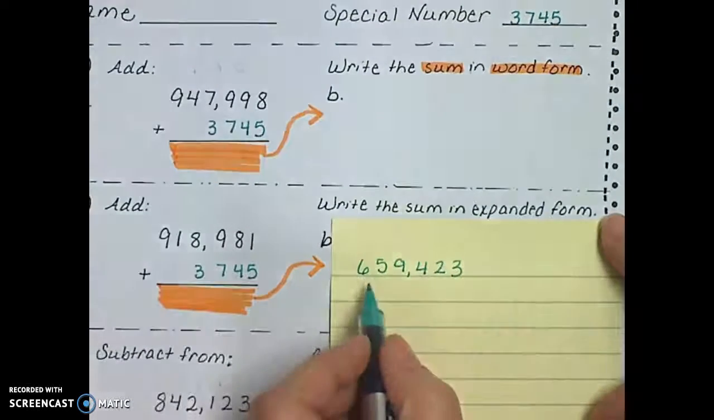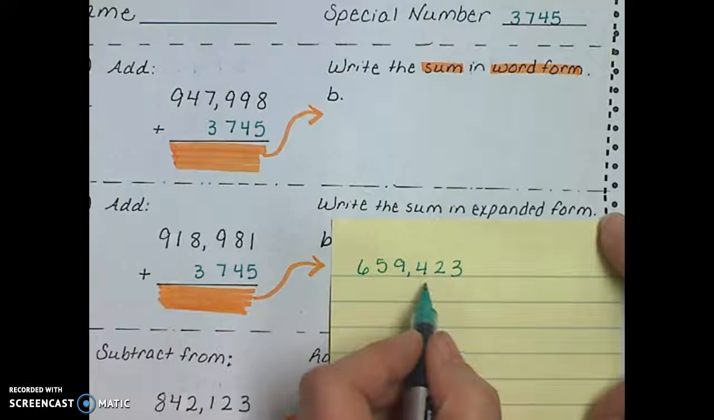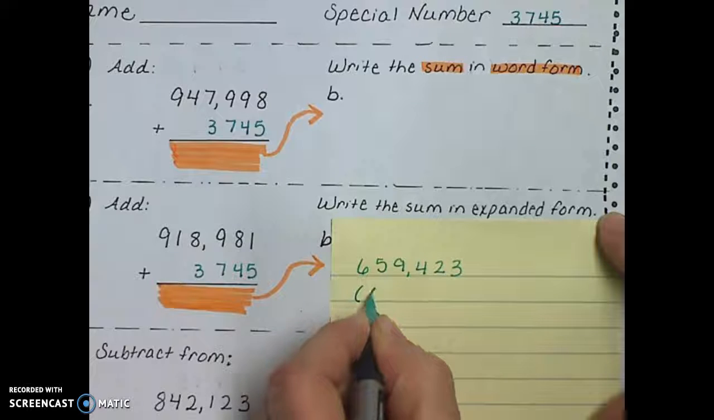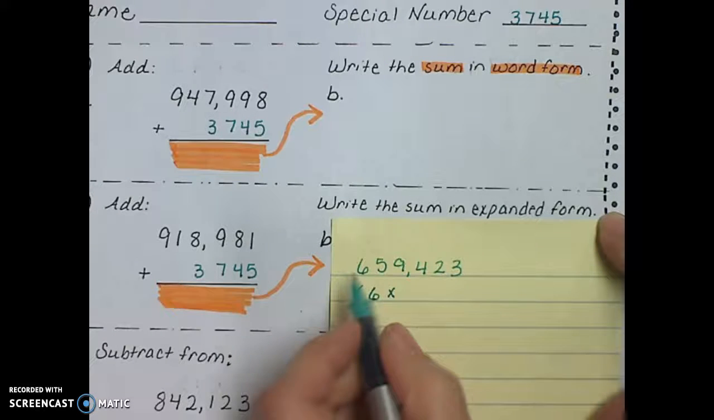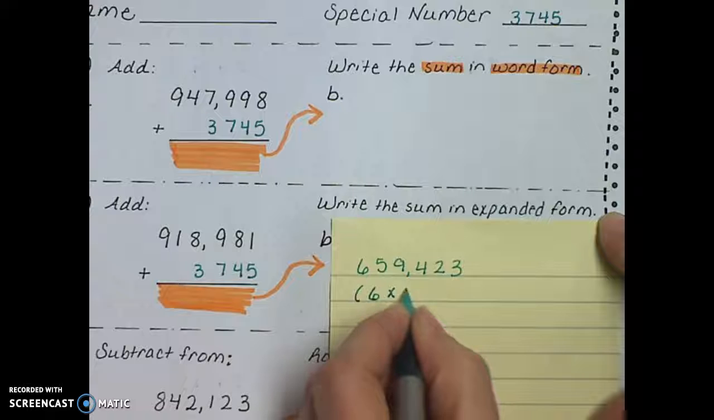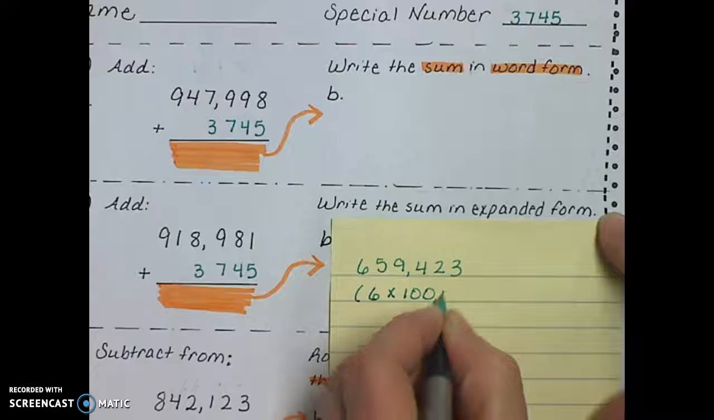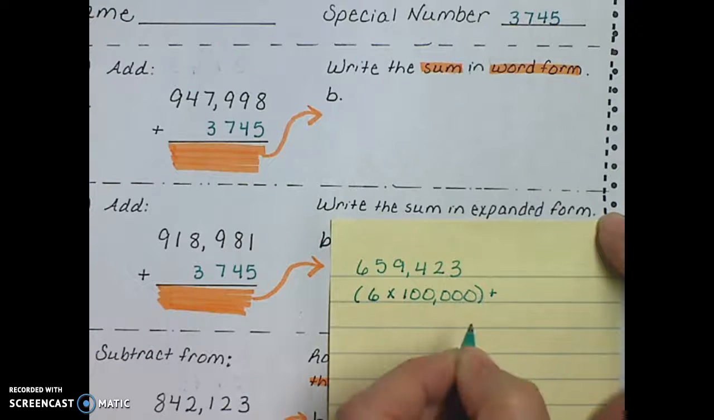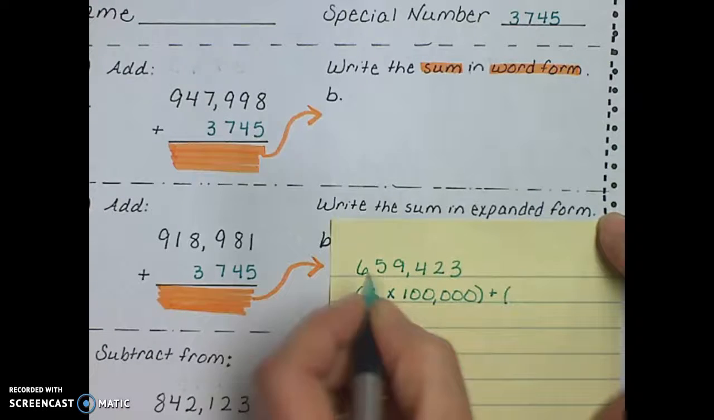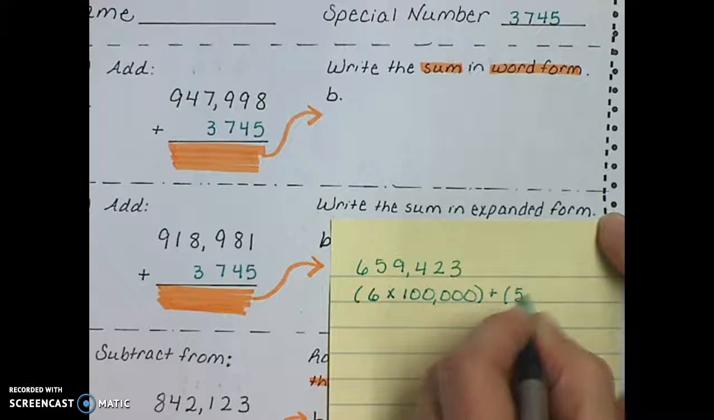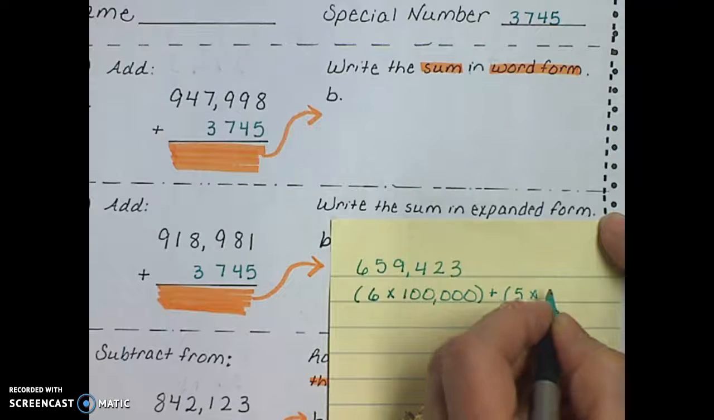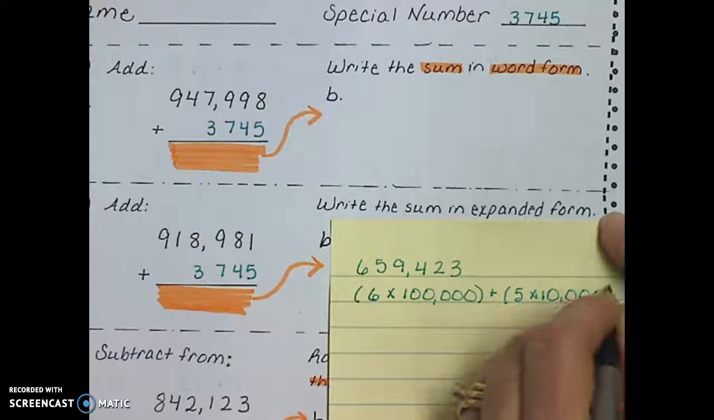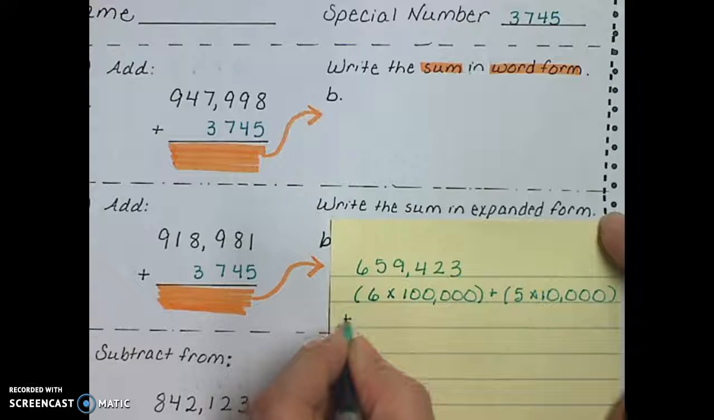So this number is 659,423. What I want you to do is take 6 times and then the place value. So this first one is 100,000. Okay, put it in parentheses and a plus sign. Our next one is a 5, and that is in the 10,000s place. Okay, with a plus sign.